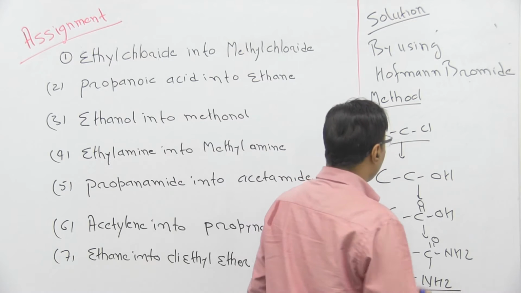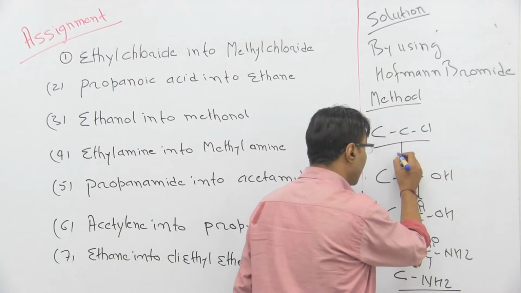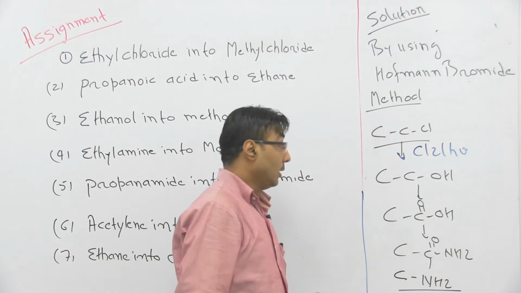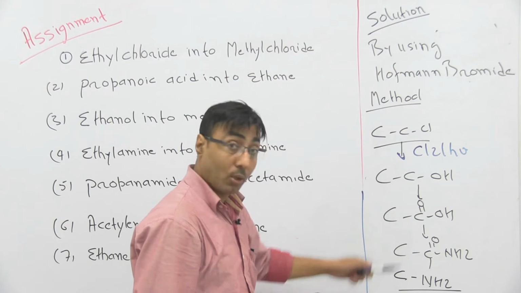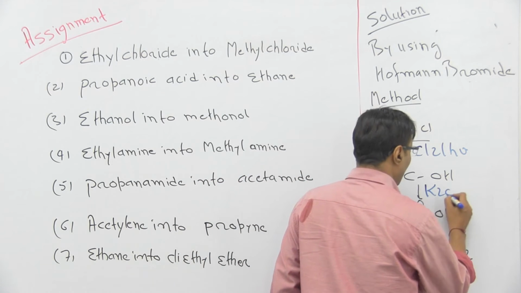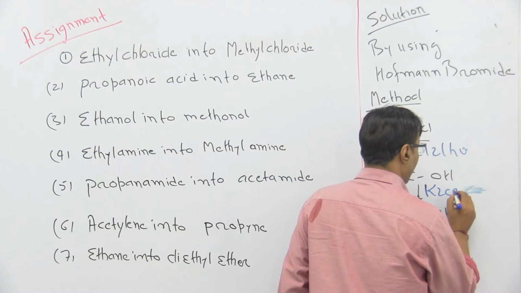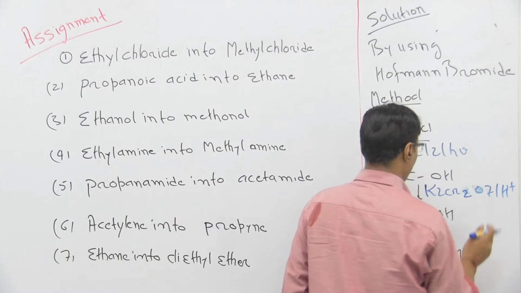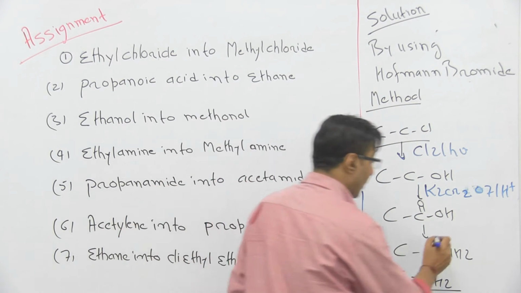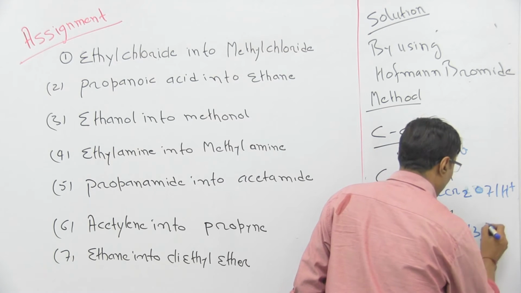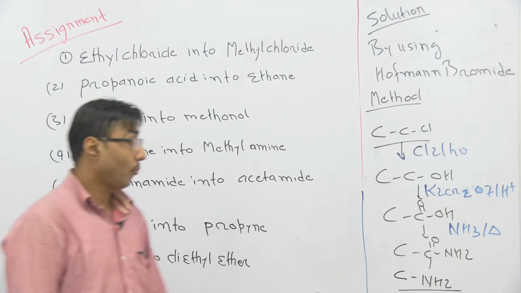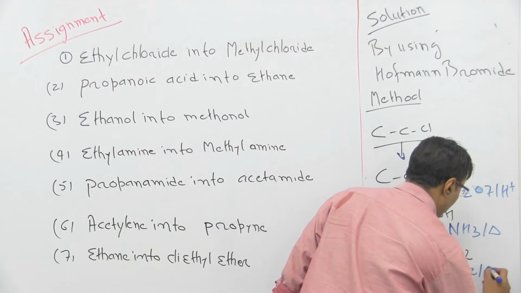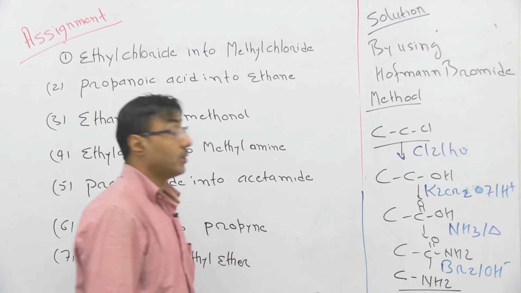So what are the reagents? What did I tell you? Cl2 in presence of HNO. In this case, this is oxidation from this point to this point. It's an oxidation reaction. So we have to use K2Cr2O7 in presence of H positive. In this case, ammonia has been added and it has been heated. In this case, the last reagent is Br2 in presence of a strong basic medium.